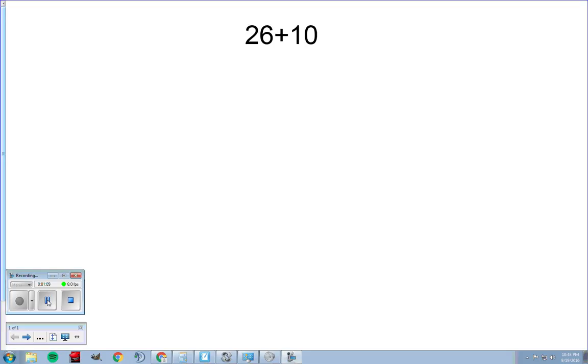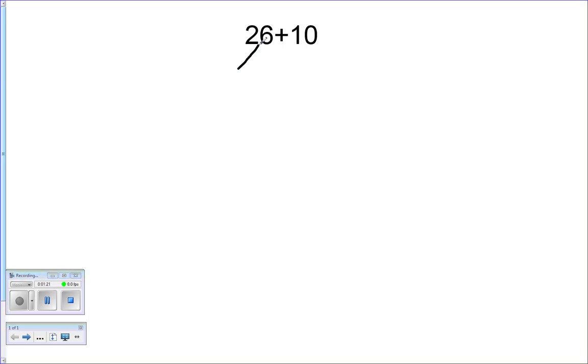Okay, I've given you just a few minutes to consider how you would go about solving this problem. And one way that I want us to get into the habit of using is by decomposing or expanding the numbers that we're adding to more efficiently add them together. So I'm going to decompose the first number of our problem, 26, into its place value. I know I'm going to have a tens place and a ones place.